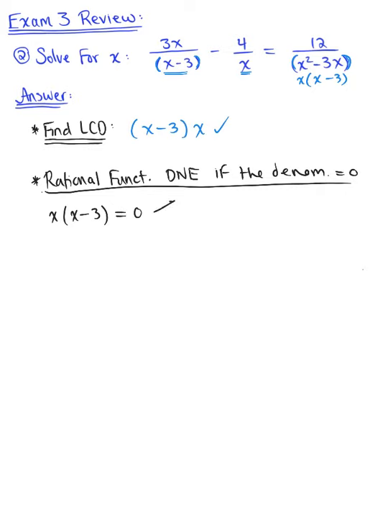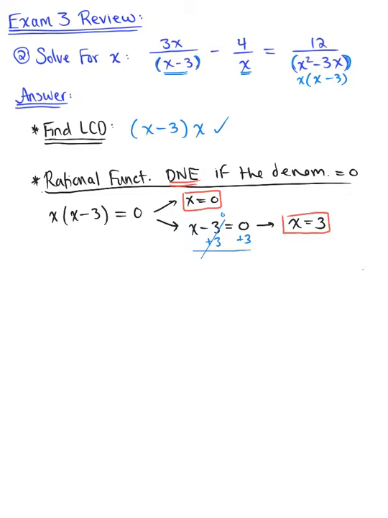And so we have two cases here. We have x is equal to 0, and then in case 2 we have x minus 3 is equal to 0, and solving for x, we can add 3 to both sides of the equation, and 3 minus 3 goes to 0, leaving us with x equals positive 3. So we want to be on the lookout for these two x values in our final answer, because these do not exist. They're going to make that original function undefined.